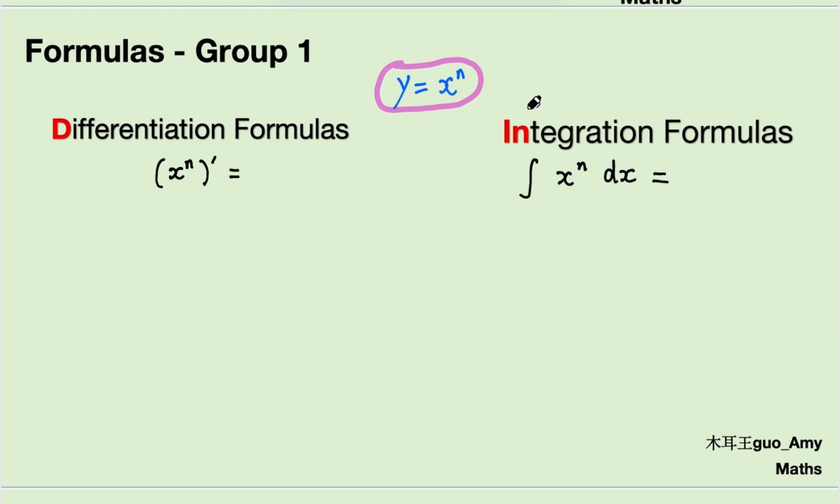We will start with power function y equals x to the power n. When we differentiate, the rule is n times x to the power n minus 1. Then when we integrate x to the power n with respect to x, the rule is x to the power n plus 1 over n plus 1. Since it's an indefinite integral, we are going to add C in the end. Also, n plus 1 is the denominator. It cannot be 0. Therefore, n is not equal to negative 1 for this formula.